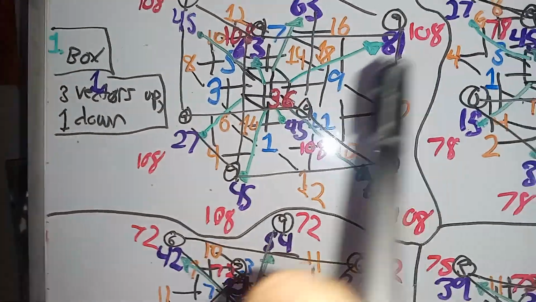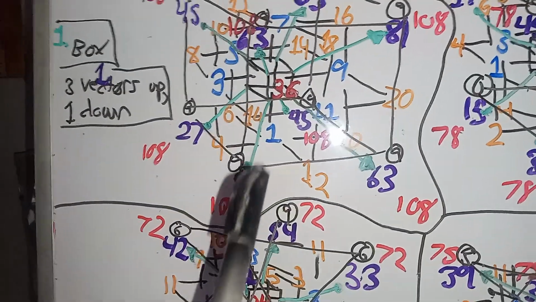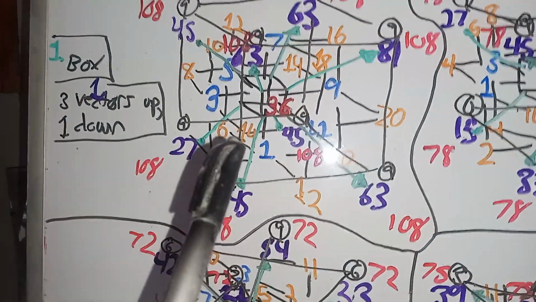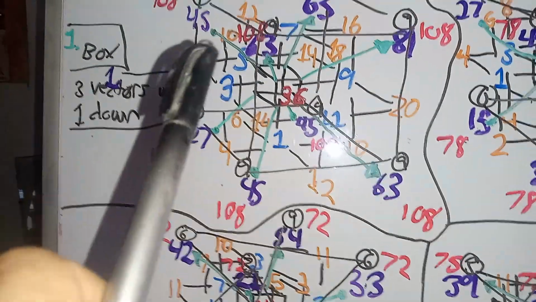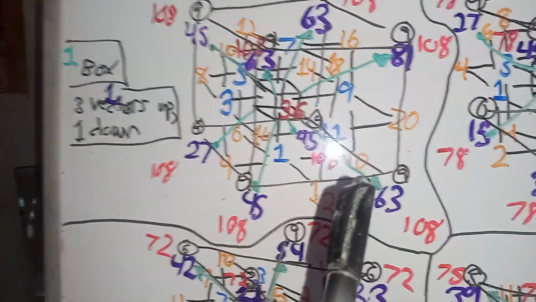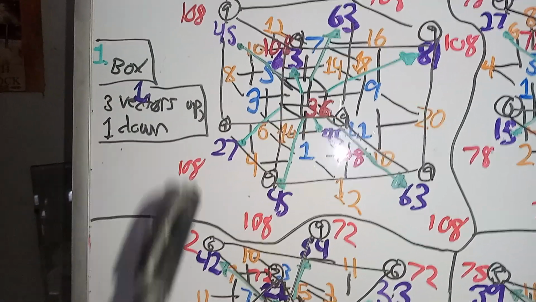That vector goes up from 27 to 81. This vector goes up from 45 to 63. The vector back here goes up from 45 to 63. And this vector goes down from 45 to 63. So that's just 3 vectors up, 1 down.